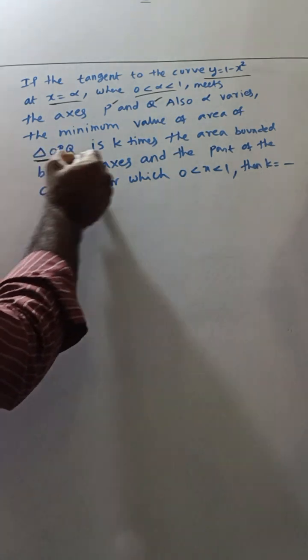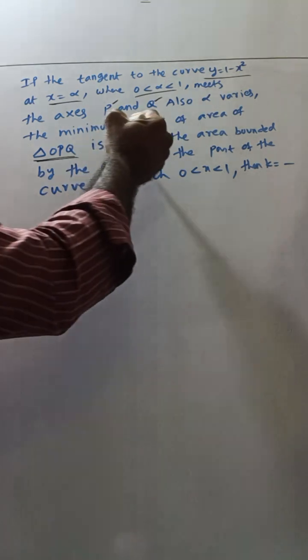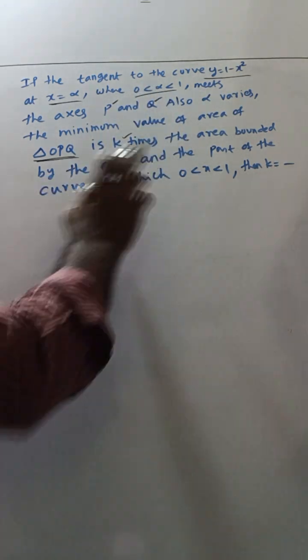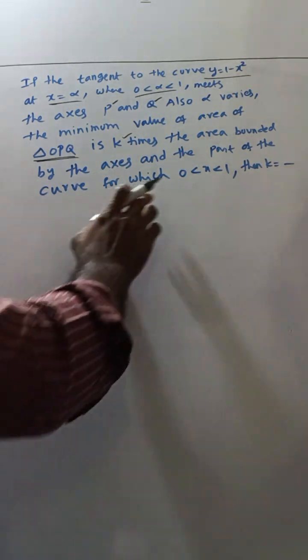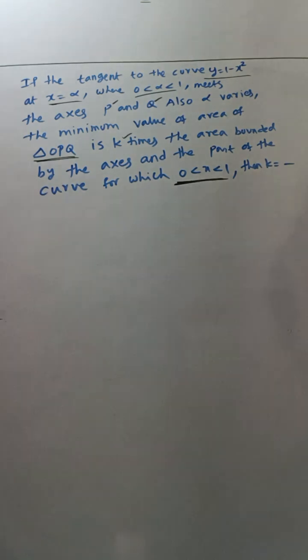The minimum value of area of triangle OPQ, whatever the triangle is forming here, is k times the area bounded by the curve with the axis and the part of the curve for which 0 to 1. We need to take the part of the curve from 0 to 1. Then we need to find the value of k here.